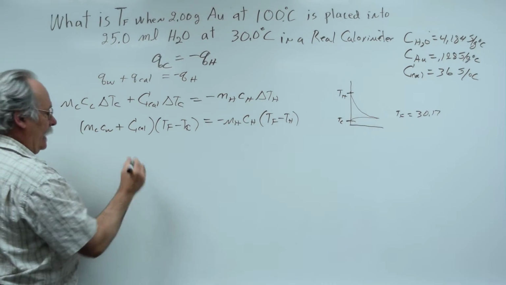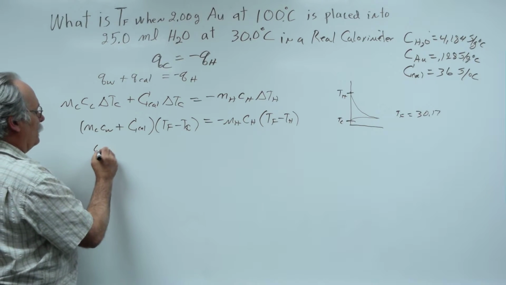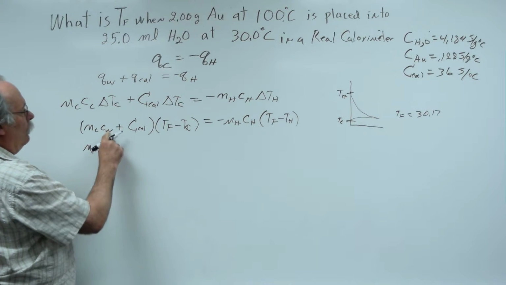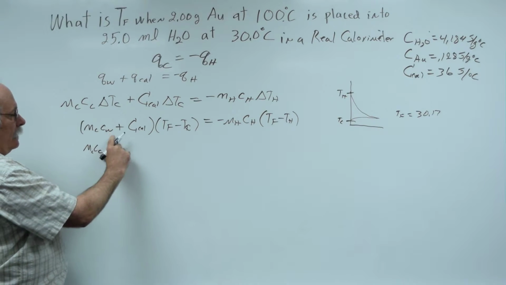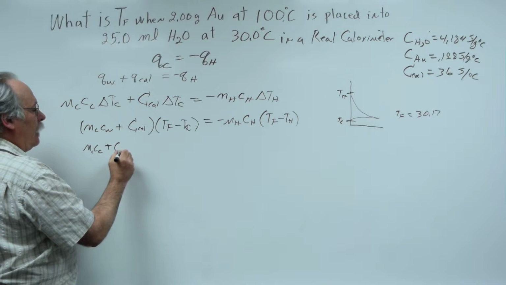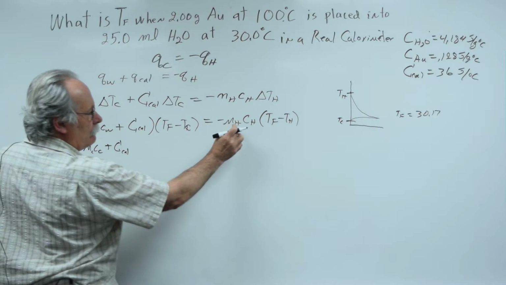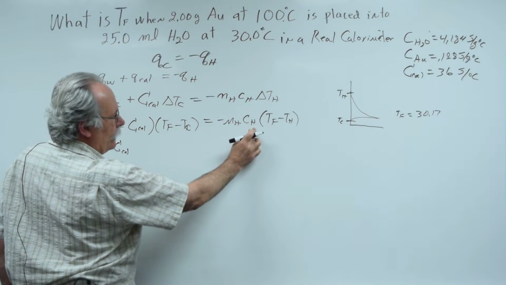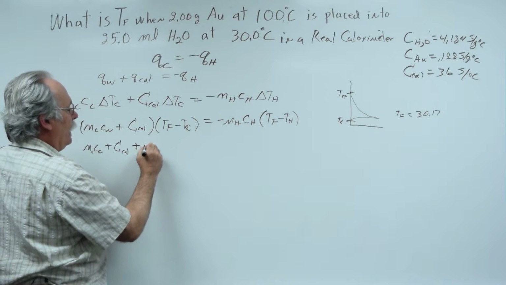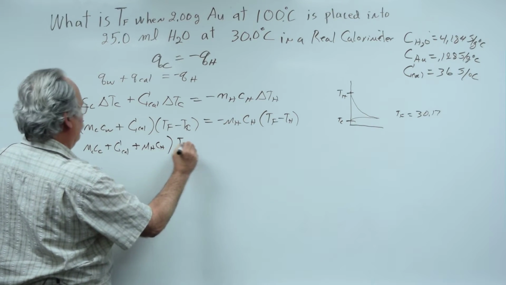Now I solve for Tf, and I put everything with Tf on this side. So I have the mass of the cold times the capacitance of the cold. I have a W here. Remember, this is cold water. Plus the calorimeter constant, and we usually use a capital C for that. And then I have a minus MHCH here. So when I bring it over here, it becomes a positive MHCH. And this is all times Tf.